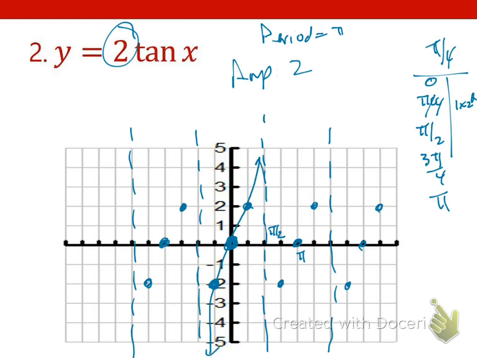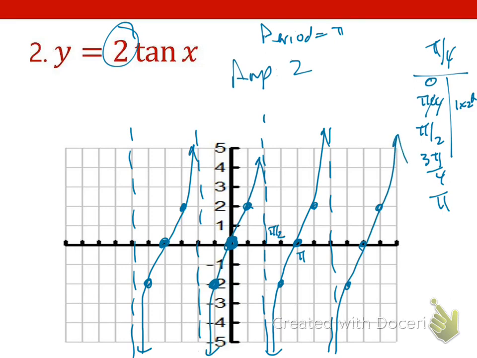Okay? And now that we have these plotted in, we can just make our curve, because we know what that curve looks like now. And put in as many cycles as we can fit. Right? Could even probably go one more over here if we wanted to. But our points are going to be at negative 2 and 2 instead of 1 and negative 1. Okay? So there's the graph of that guy.